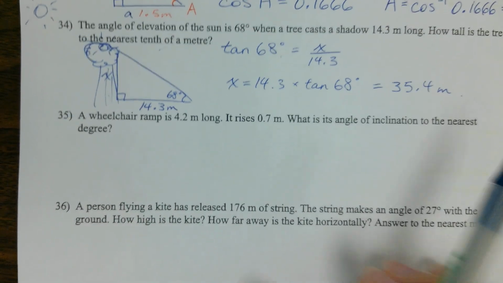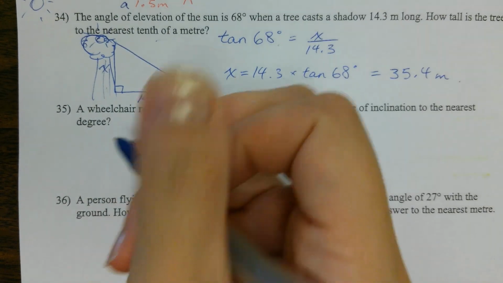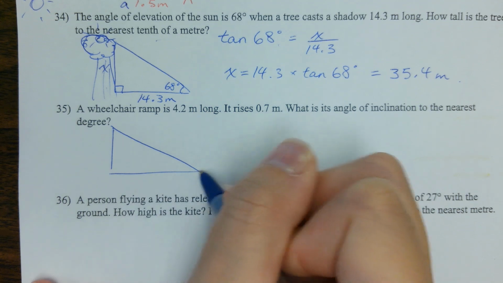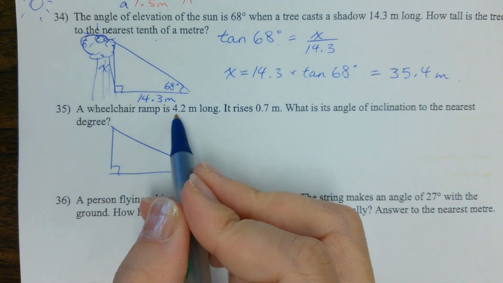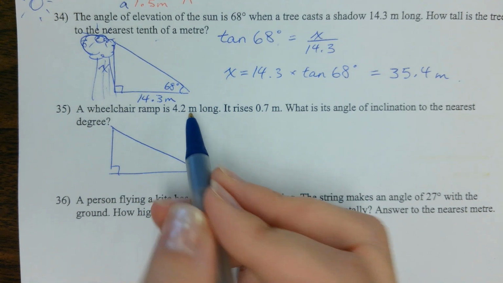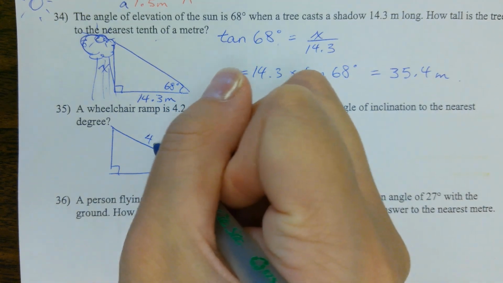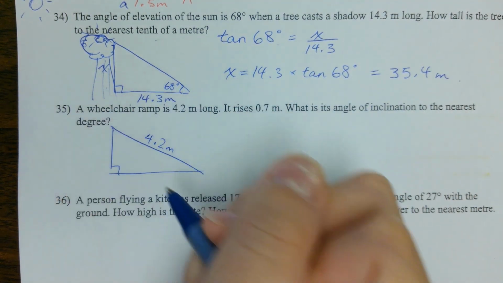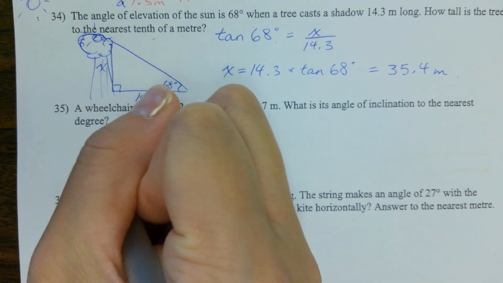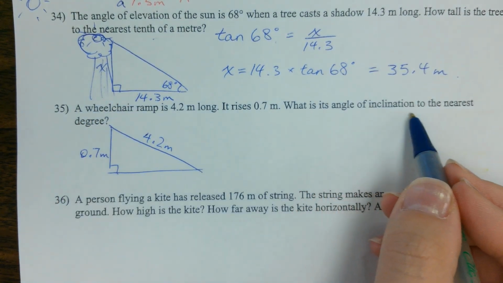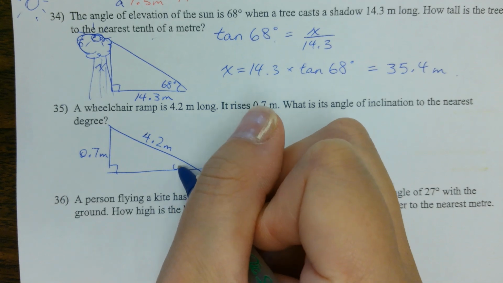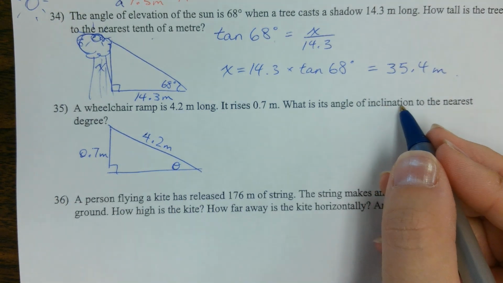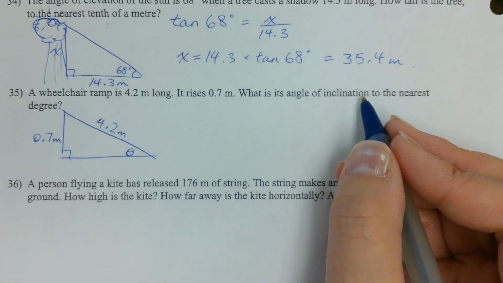Yeah. Okay, next one. Draw another right angle triangle. A wheelchair ramp is 4.2 meters long. So this is 4.2 meters. It rises 0.7 meters. What is the angle that it makes? Angle of inclination means the same thing as angle of elevation.